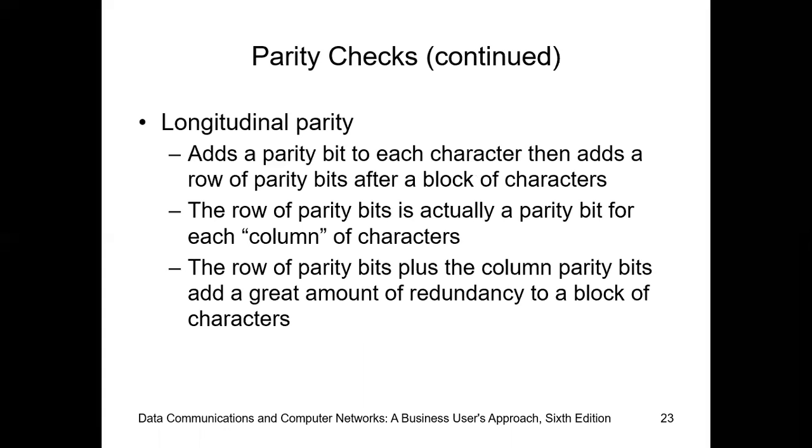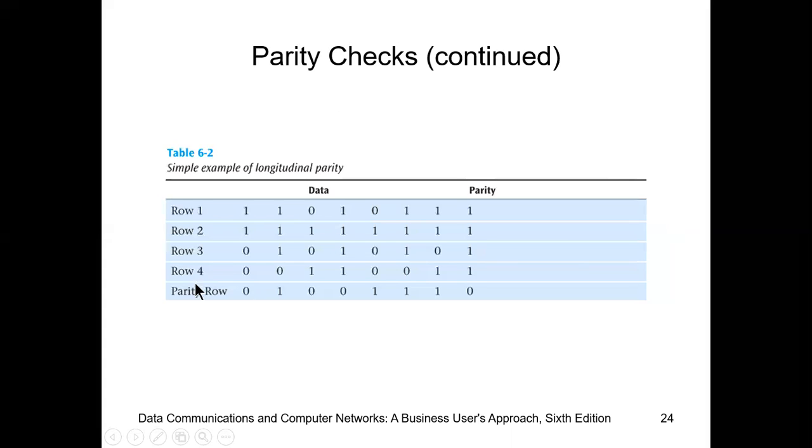Now, I've got what you call longitudinal parity, or sometimes you call it block parity, whereby you consider the columns and the rows as you do your detection methods. So in this case, you add the parity bit to each character in the column, and also you do the same for each character in the row. For example, here you've got 3 rows, so you do the parity for each column.